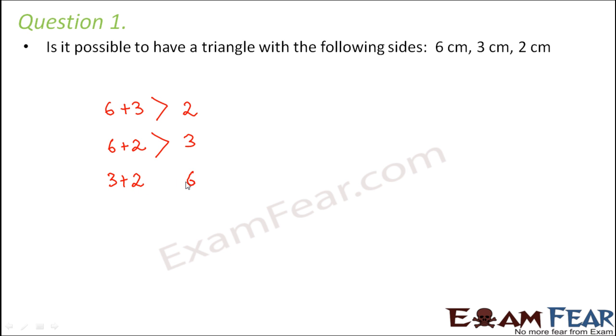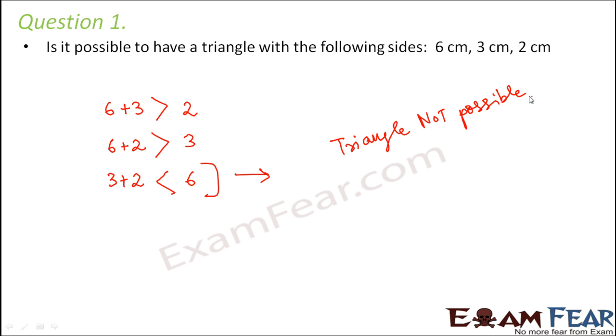Now let's try with 3 plus 2, which is 5. Is it greater than 6? It is not. It is less than 6. So that means in this case, the condition is not satisfied. So here, sum of the two sides is not greater than the third side. Therefore, drawing a triangle with these three sides is not possible.